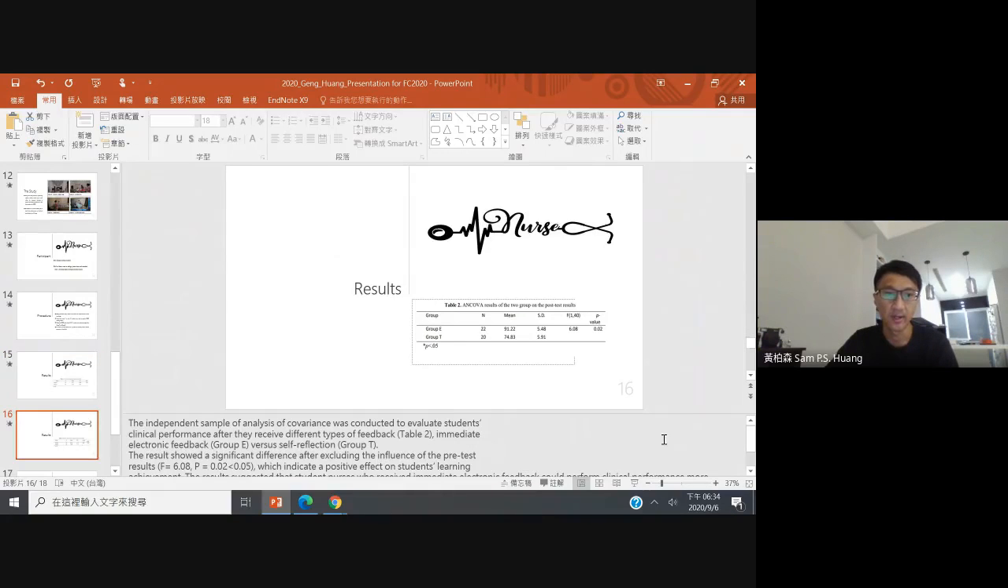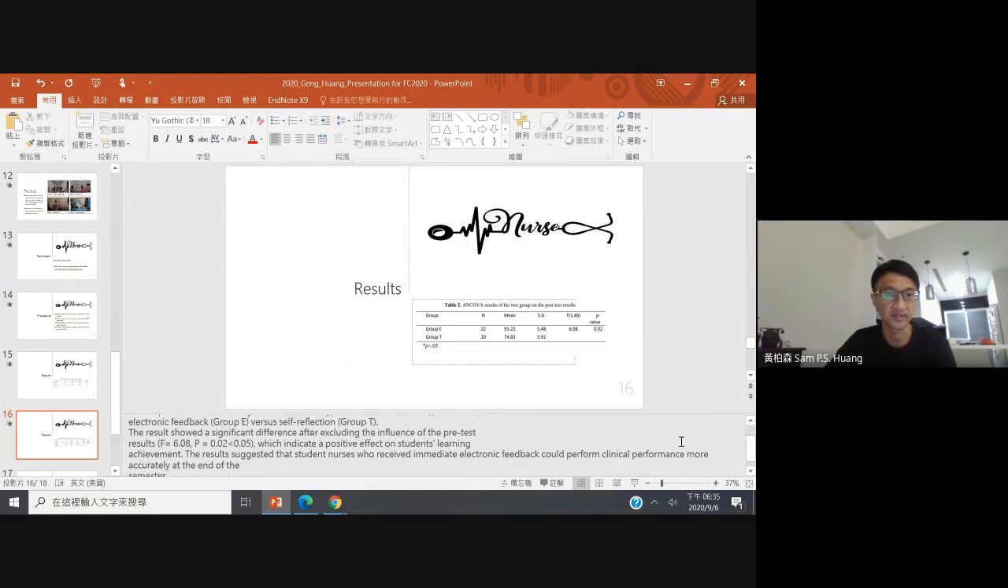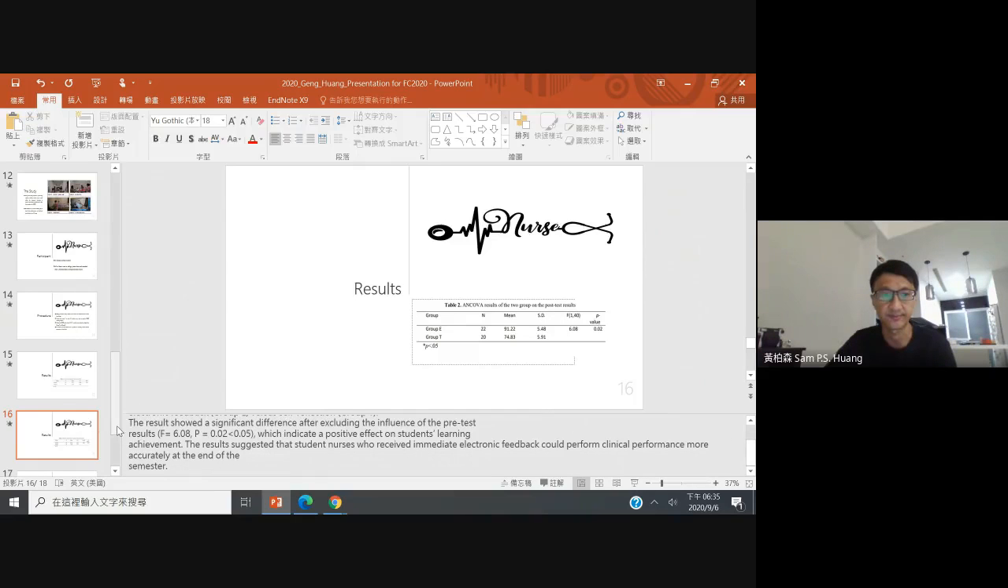In table 2, an analysis of covariance was conducted to evaluate students' clinical performance after they received different types of feedback: immediate electronic feedback, group E, versus self-reflection, group T. The results show a significant difference after excluding the influence of the pretest results, which indicates a positive effect on students' learning achievement. The results suggest student nurses who receive immediate electronic feedback could perform clinical procedures more accurately by the end of the semester.